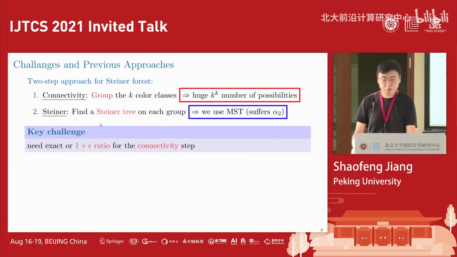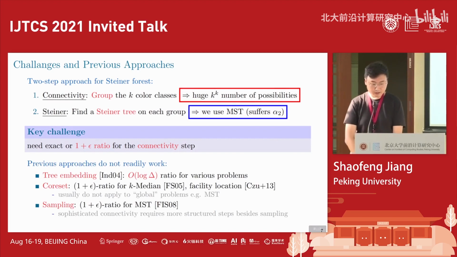However, if we do this, then we only have a very small room for error for the first step, because in total we want an alpha 2 plus epsilon ratio. So then it means that we need an exact algorithm, or at best a 1 plus epsilon approximation algorithm, for the connectivity step. And that's exactly the challenge that we tackle.